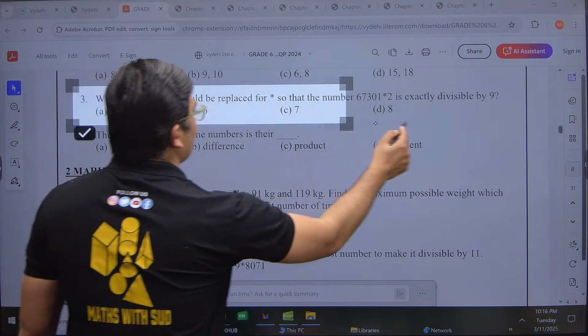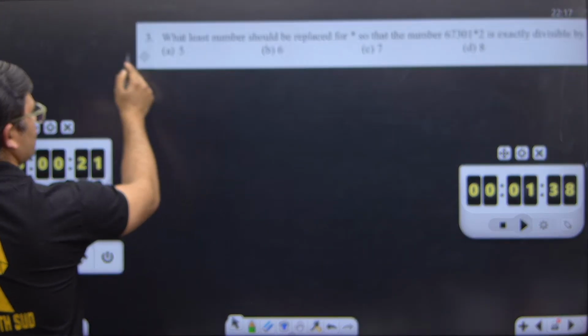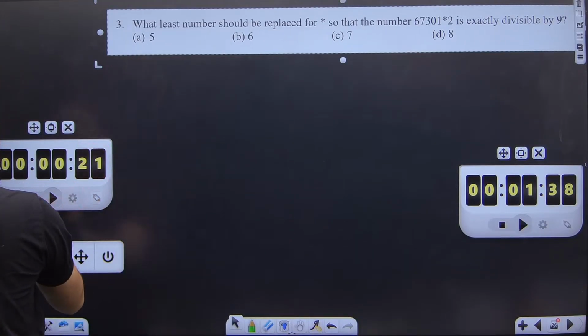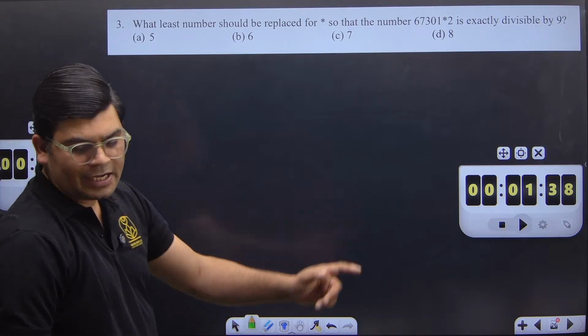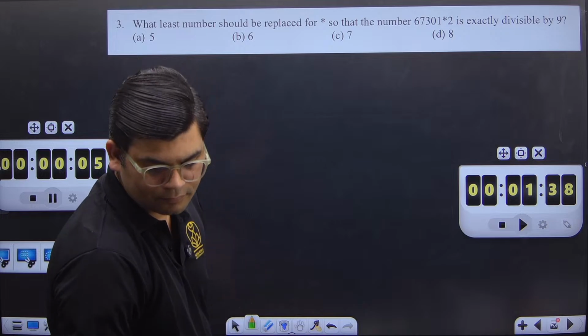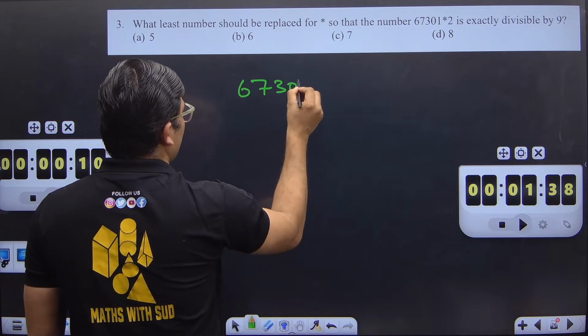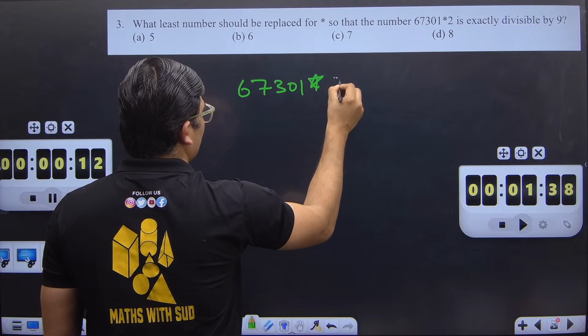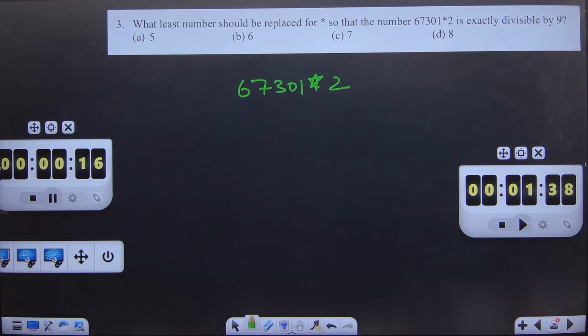What least number should be replaced? Vrinda, how we will do this? What least number should be replaced for the star so that the given number is exactly divisible by 9? Yes, sir. So 67301 star 2. So if you want to make it divisible by 9, what you will do? Sir, digital sum. हाँ. बताओ what is the digital sum?